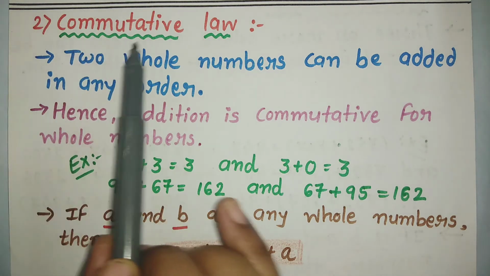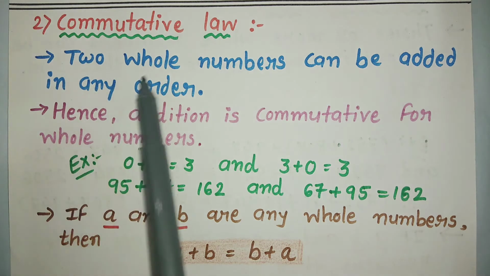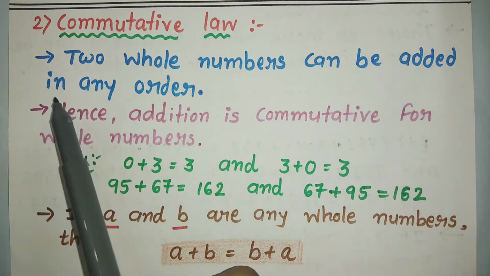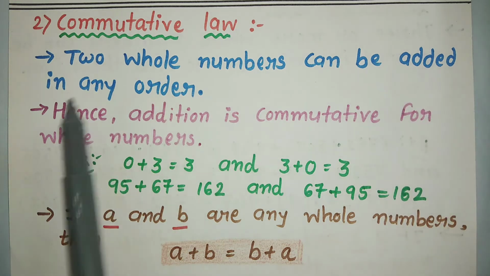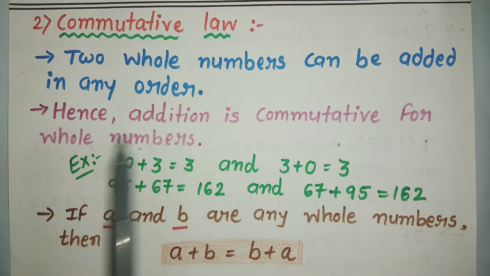Second is commutative law. Two whole numbers can be added in any order. Hence, addition is commutative for whole numbers.